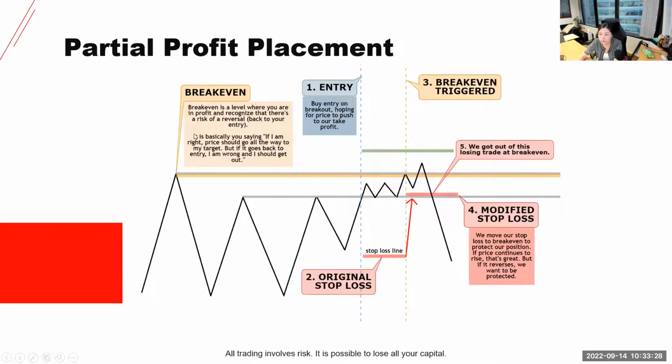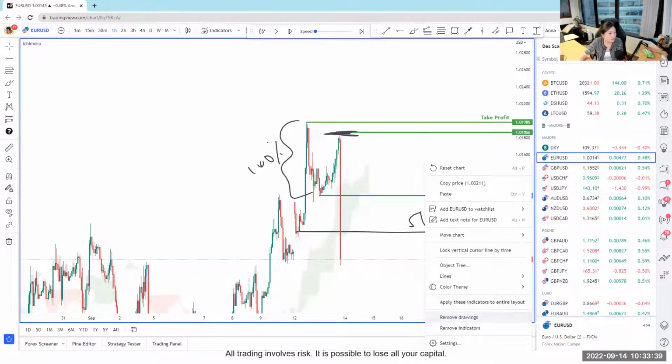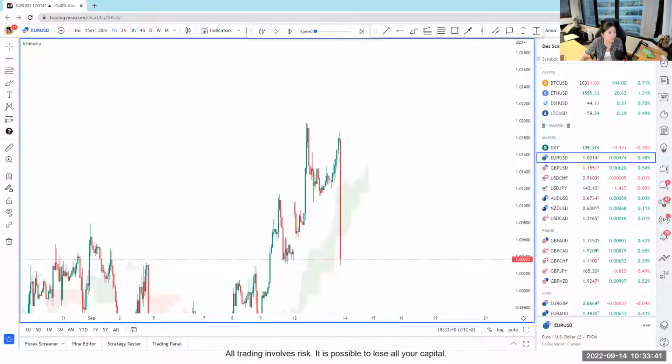Okay, so partial profit placement is exactly this. Let me bring you guys to the charts. It might be easier to understand right here. If you have any questions, feel free to ask me in the session. I'll try my best to answer.